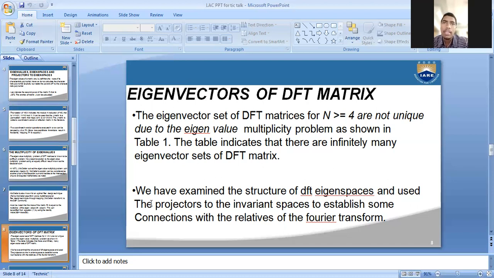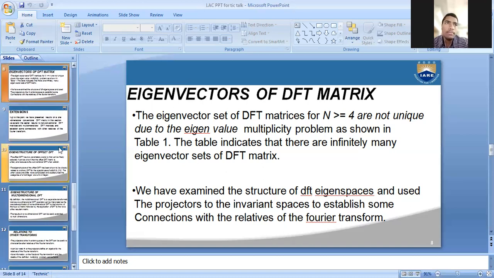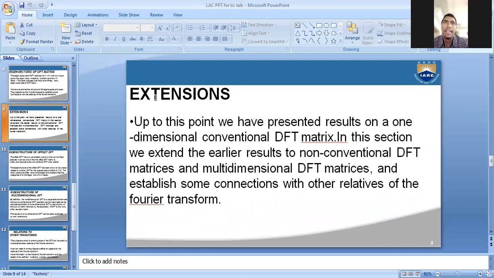Here what he was telling is we examined the structure of DFT eigenspaces and used the projectors to the invariant spaces to establish some connections to the relatives of the Fourier transform. Then we will move on to the next slide. Extensions means we can extend the problem until we get a suitable solution. Then we are doing the extensions from here.